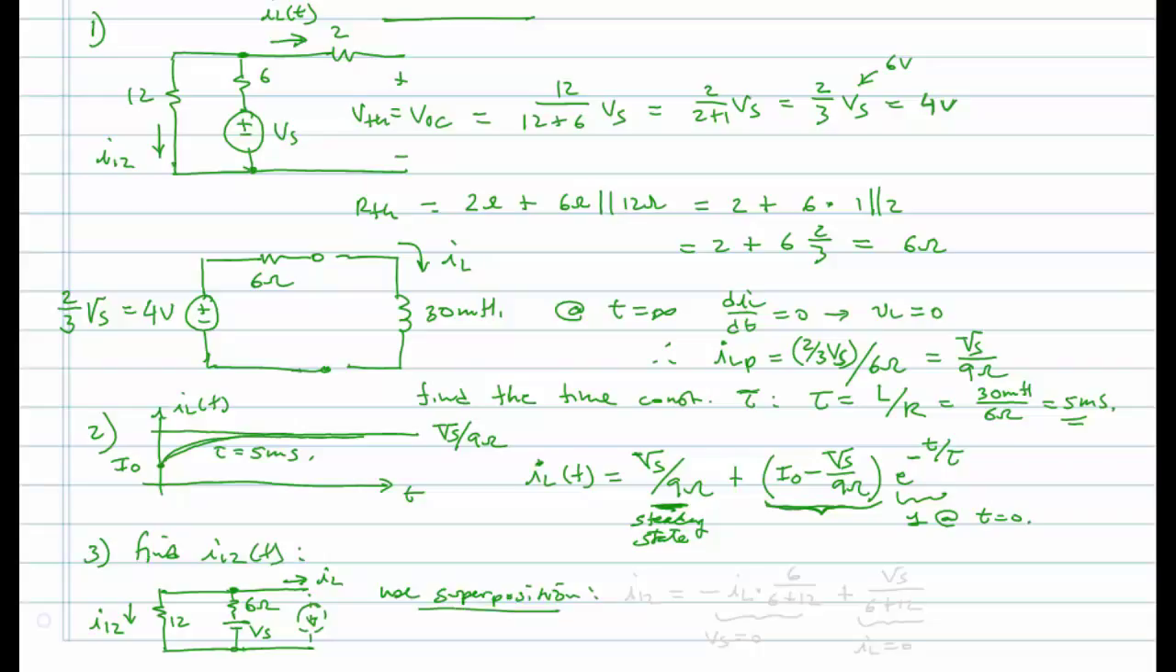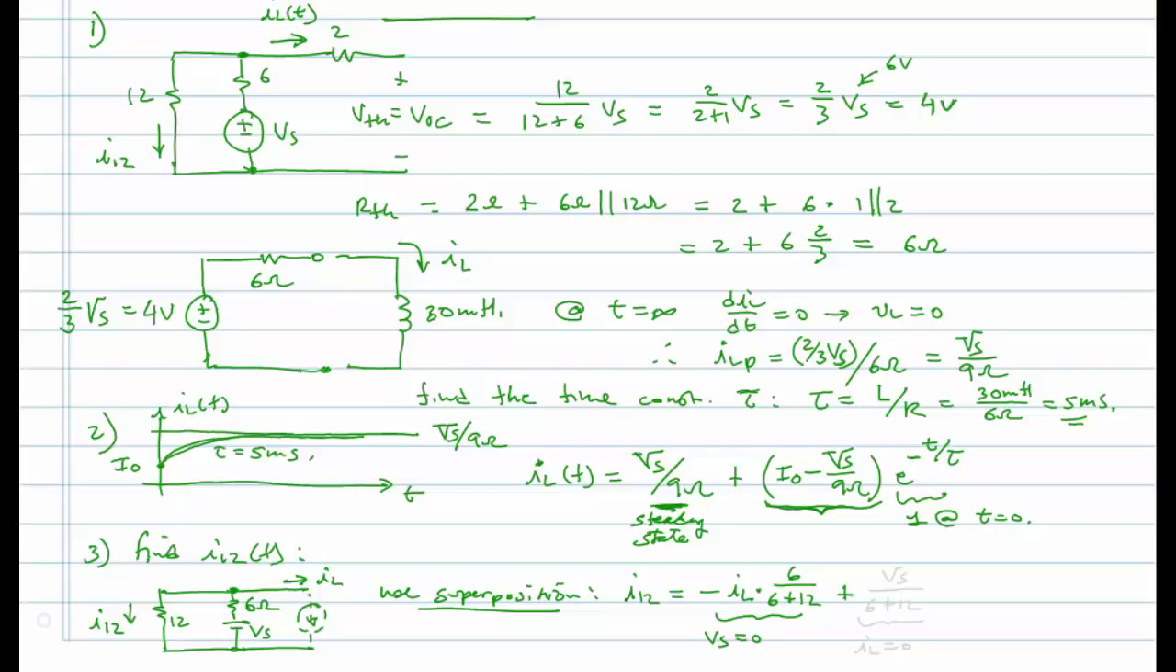So first, I'm going to turn off Vs and have just IL. All right, so I12 is going to be equal to, when I have just IL flowing, that current source, and no Vs, minus, because of the direction of IL, minus IL times, and now I have current division between the 6 and 12 ohms, and it will be 6 ohms over 6 plus 12. So this is with Vs equal to 0, or off, okay?